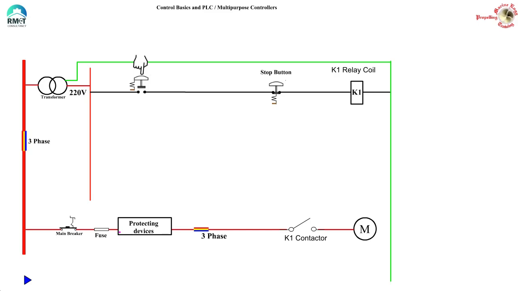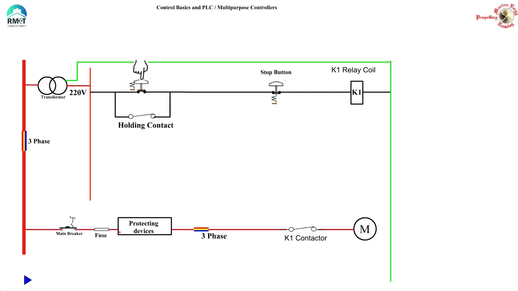Well, we need to make a small arrangement to keep the K1 coil energized even after you remove the finger. So we add another contact called the holding contact. This holding contact is also operated by the same coil K1. Some people call it auxiliary contact.